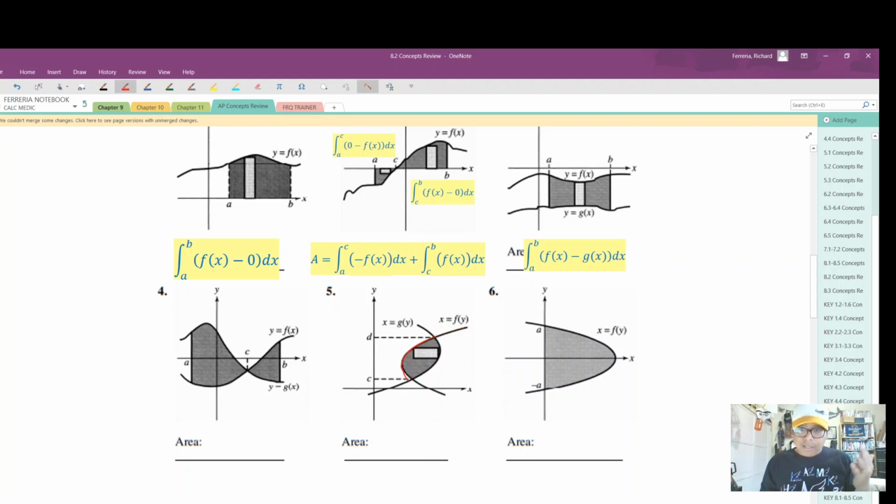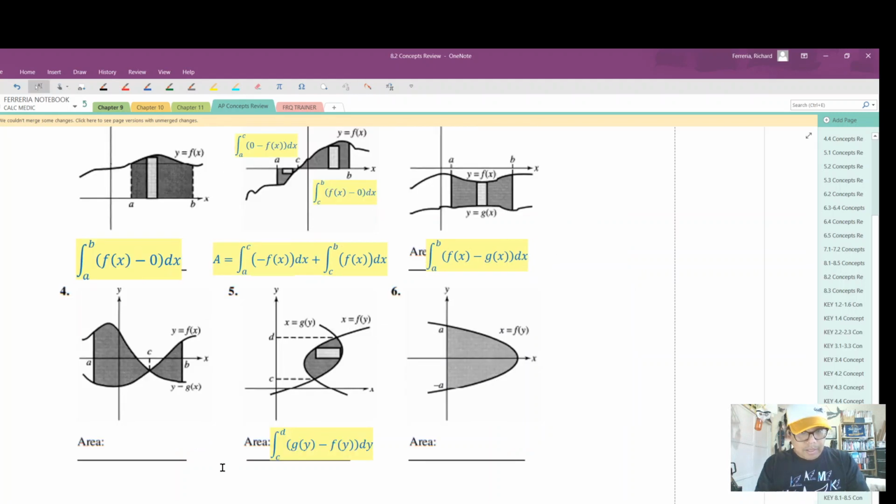So if we got that, lower is c, upper is d. The function on the right is g, and the function on the left is f. That gives us this integral. The integral from c to d, g minus f. Notice that everything is in terms of y. There's not an x coordinate anywhere. The functions are in terms of y, so when you write out your integral, you shouldn't see the letter x, you should only see the letter y.